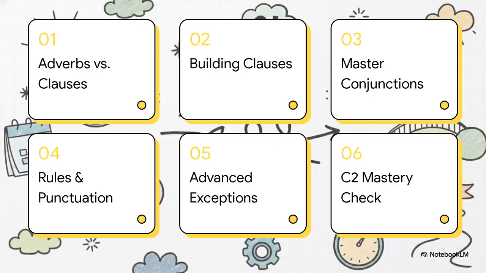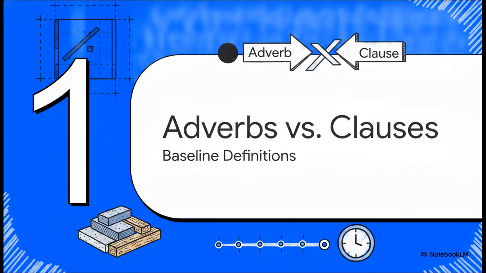Here's our roadmap for today. We're going to cover adverbs versus adverb clauses, building advanced time clauses, mastering subordinating conjunctions, core rules and punctuation, advanced exceptions and pitfalls, and then we'll wrap up with a quick C2 mastery check. All right, let's dive into Section 1, Adverbs versus Adverb Clauses.